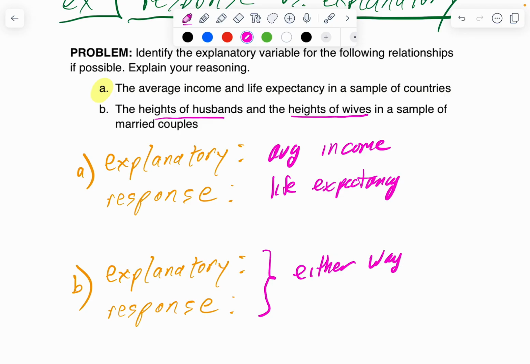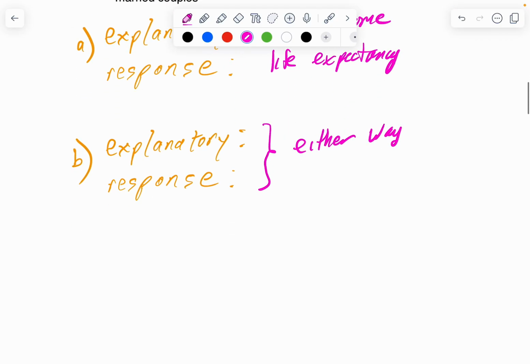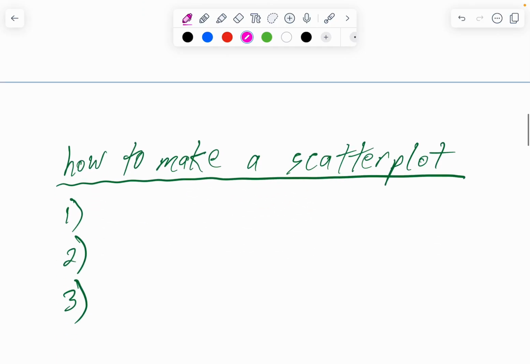I could use wife's height to predict husband's height. I could also use husband's height to predict wife's height. So that's one of those where it probably doesn't matter which one you have as the explanatory variable and which one you choose to be the response variable.